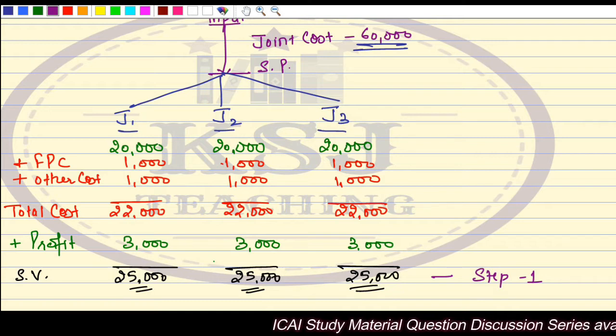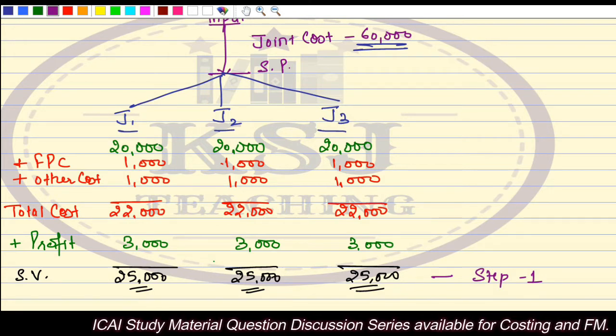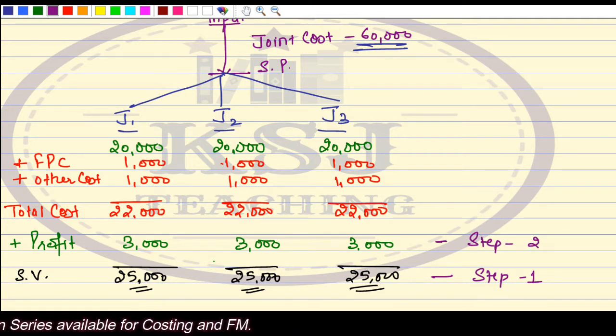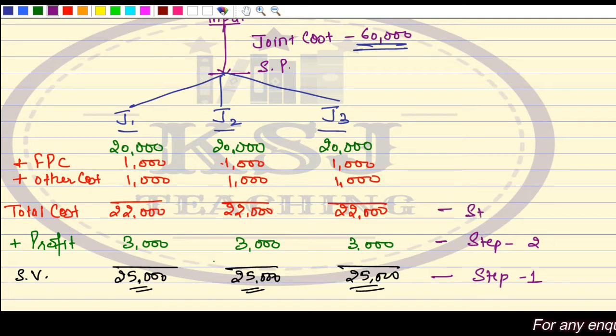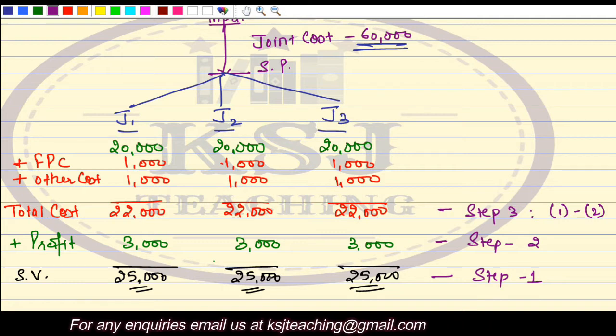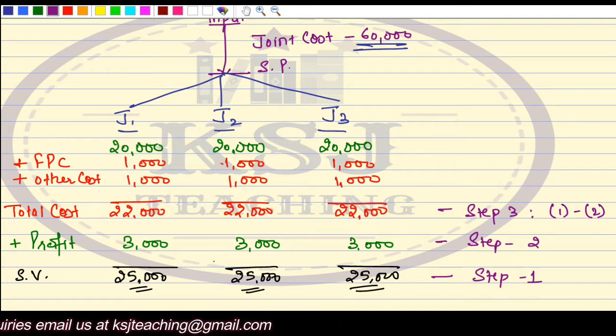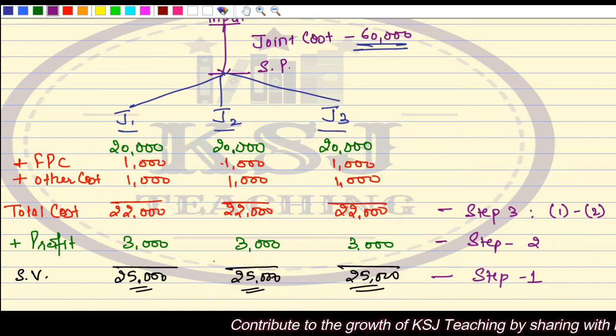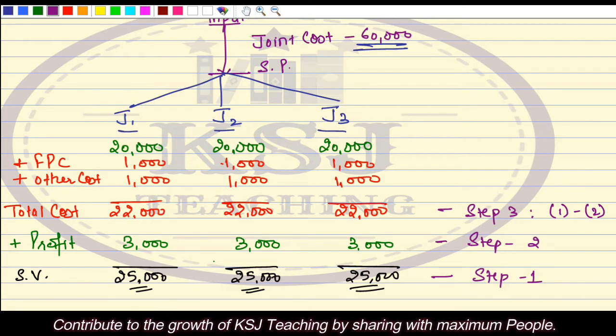Now if you subtract the profit from the sales value, you will get the cost. The second step is your profit, step number 2. Sales value minus profit will give you the total cost. This is your step number 3. How did you get it? Step number 1 minus step number 2, that is, sales value minus profit gives the total cost. Any doubts? Now we are starting from the bottom. The sales value and the profit on the sales will be given to you in the question. If you subtract the profit from the sales value, you will get the total cost.